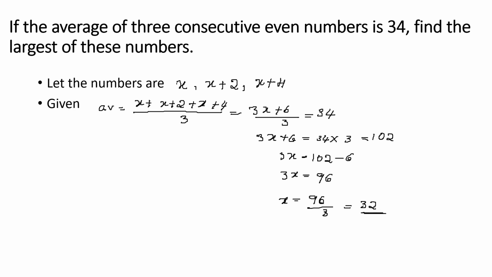So here 32 is x. So the smallest even number is 32 and the next number is 32 plus 2, that is 34. And the third one, 34 plus 2, that is 36. So the largest number, or the required answer, is 36.